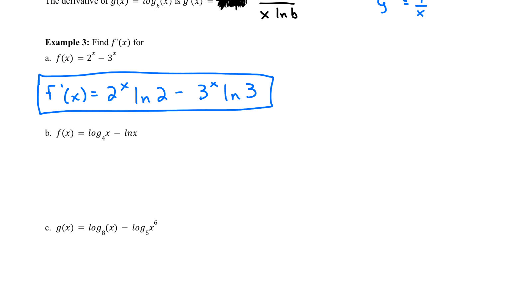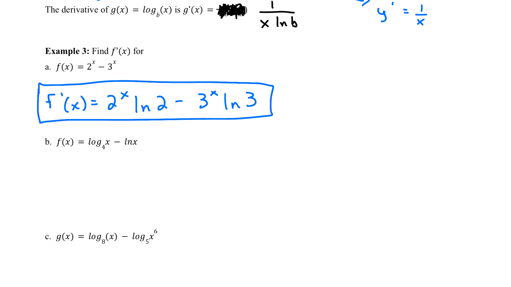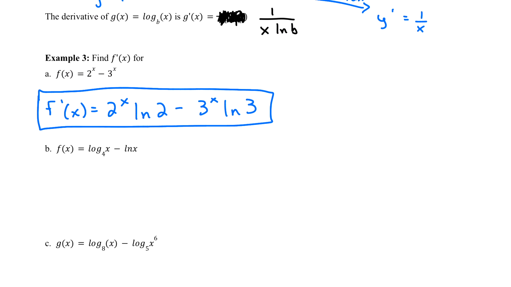Next up, I've got f of x equals log base 4 of x minus natural log of x. So here I have a logarithmic function of base b, so I can scroll up and look at this derivative rule here if we need to. So g prime of x is 1 over x times natural log of b.